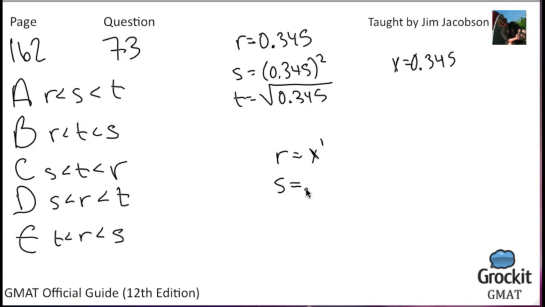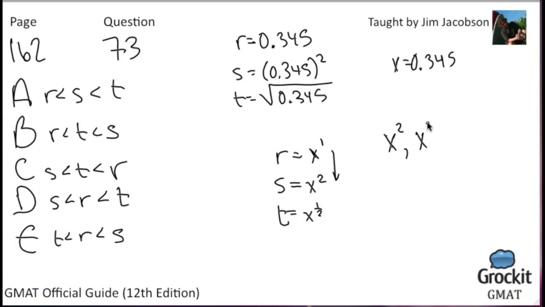S equals x to the second power. And T equals x to the 1/2 power, because remember, roots in general are expressed as fractional exponents. So, remembering that as the exponents get bigger, the number gets smaller, and as the exponents get smaller, the numbers get bigger, the ordering of the exponents from smallest to biggest: x squared, with the biggest exponent, is the smallest number.